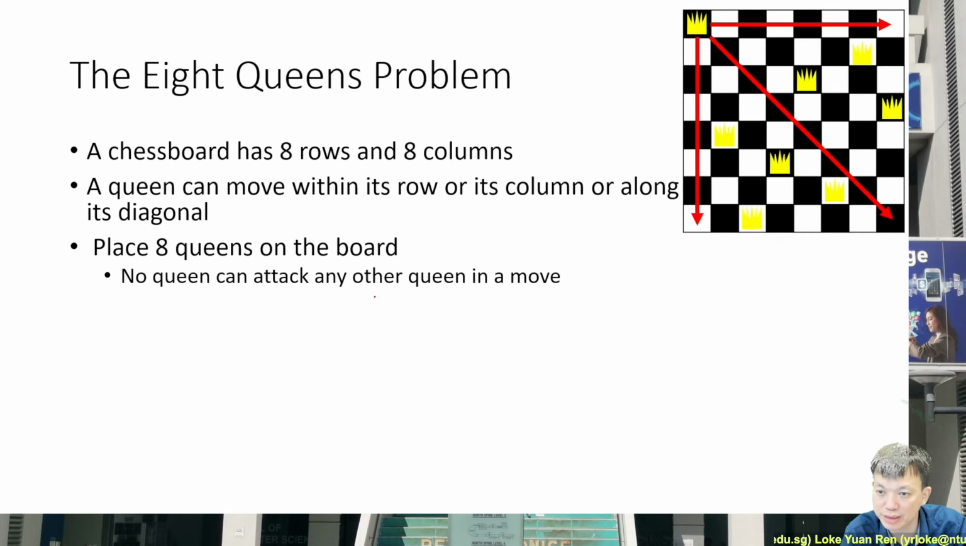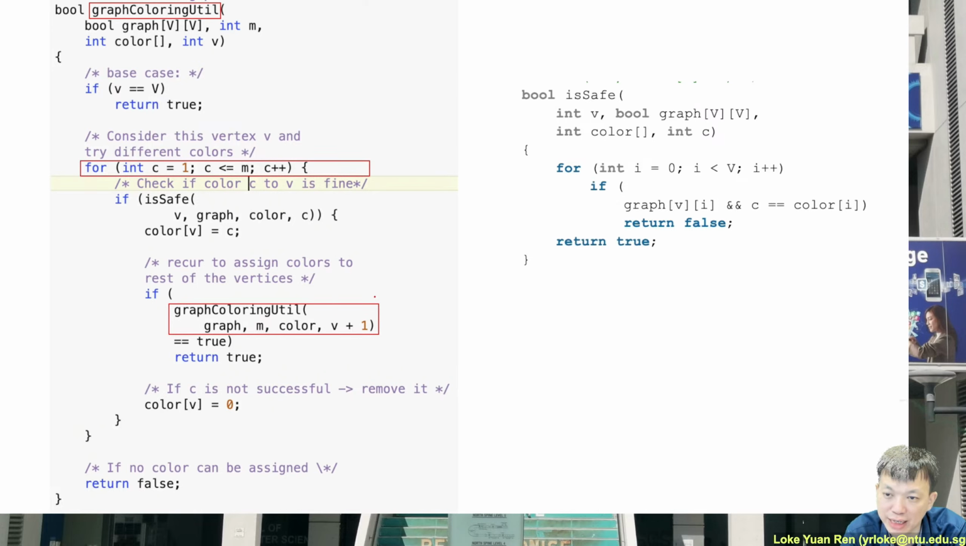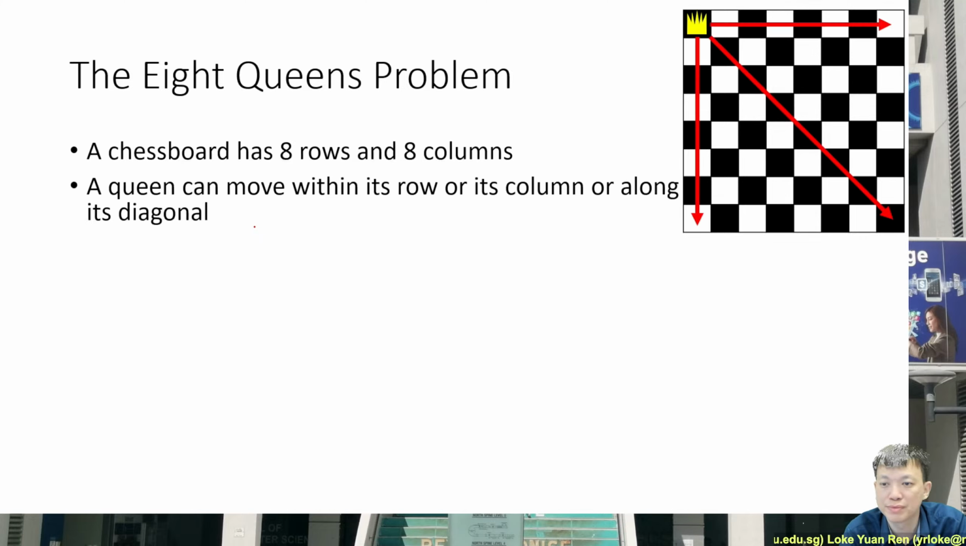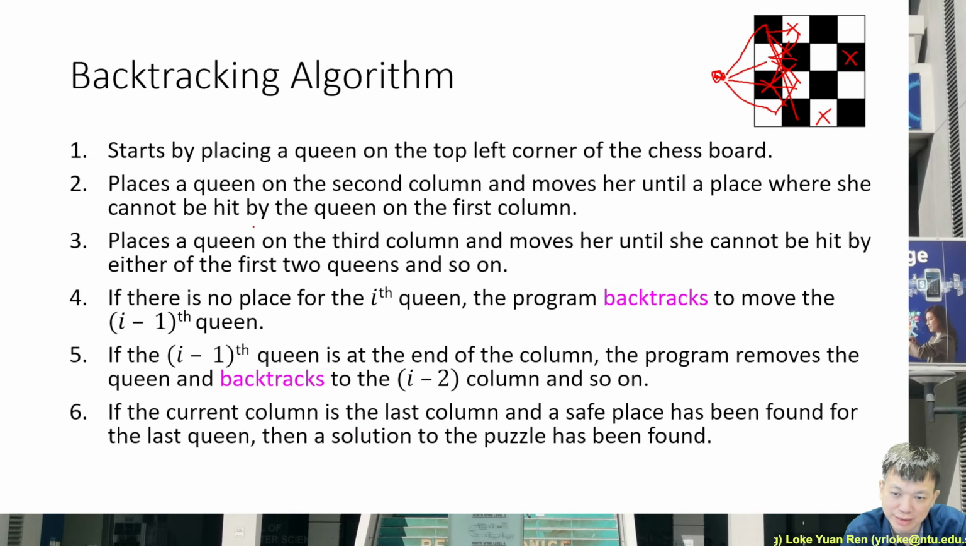Yeah, I should put in the next slide. Yeah, in this one you can see that you try different colors. You run a for loop to try coloring the different colors on the vertex. You try this color, this color, this color, whether it is safe or not. Then the n-queen problem is actually very similar. The algorithm is very similar.